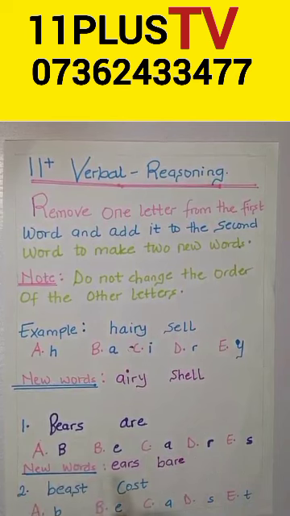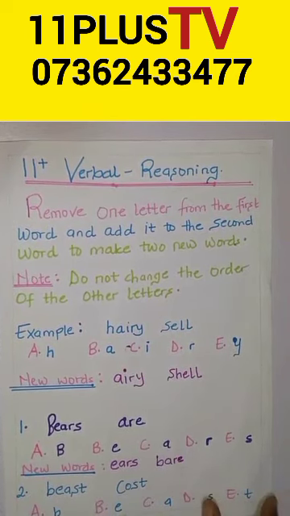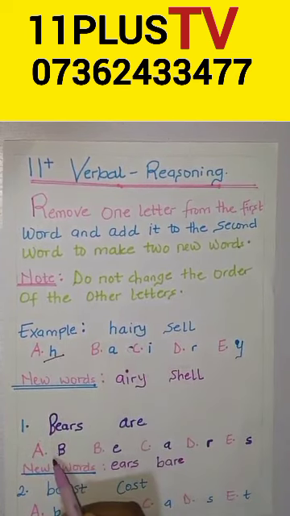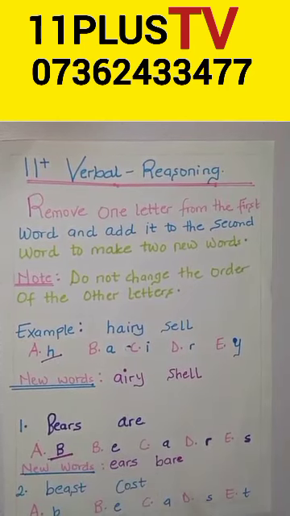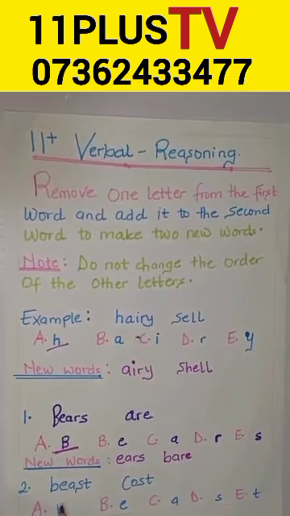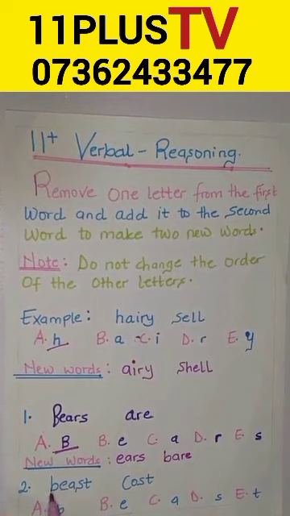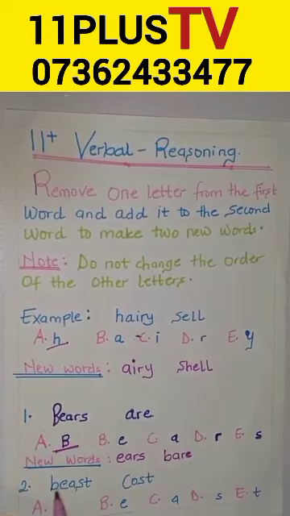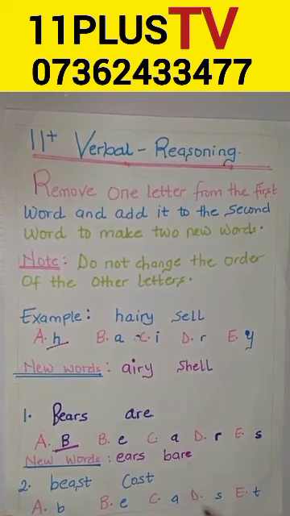Now let's move to question 2. Beast, cost. I'll take a letter. So I will need to take a letter from the first word. Now if you take B, you'll be left with east. And if you put B in cost, it will not form a new word. If you take E, you're going to have bast. Bast is not a word. If I take A, I'll be left with best. And if I put A in cost, I'm going to have coast. So A is the answer, which is option C.